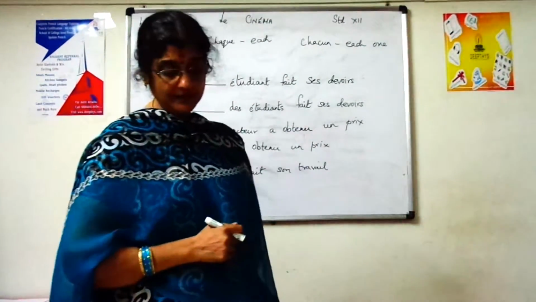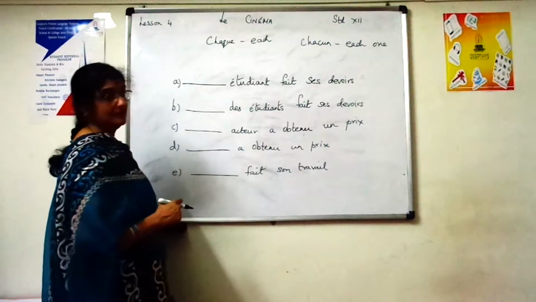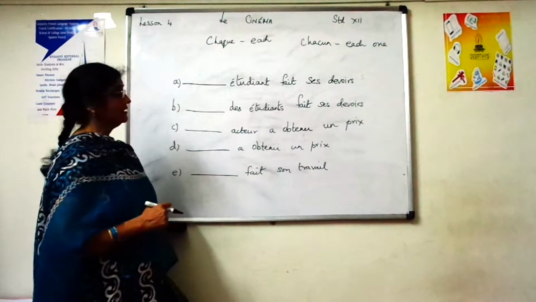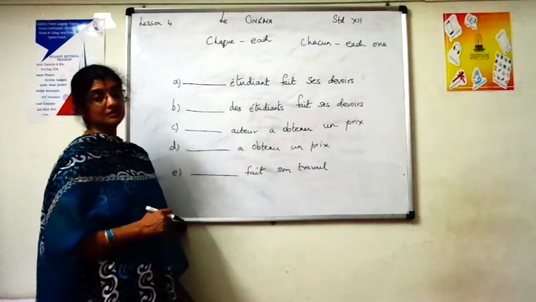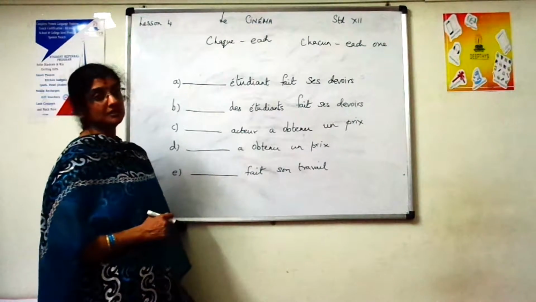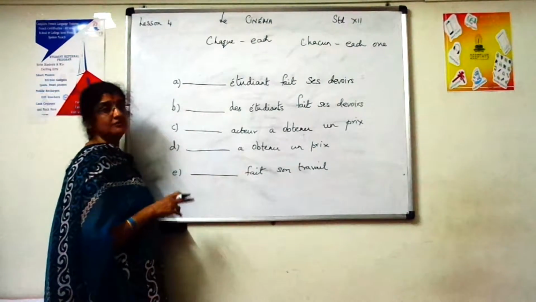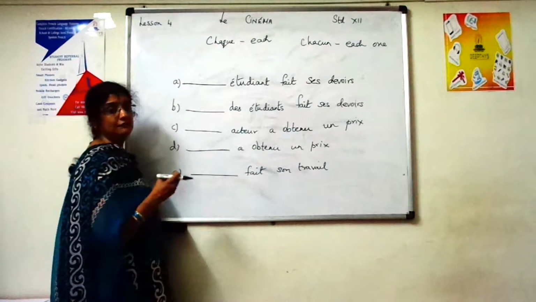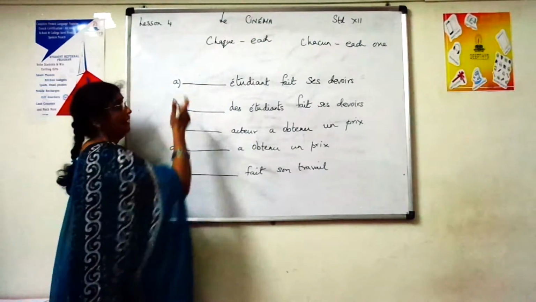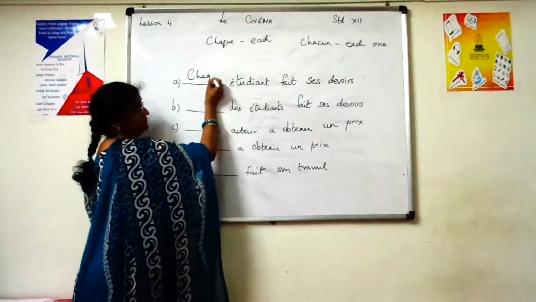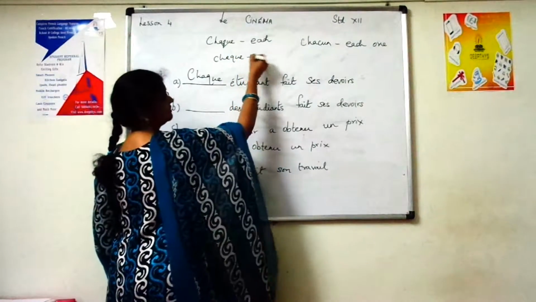So let's look into this exercise. The first sentence says, Dash étudiant fait ses devoirs, which means dash student does his homework, his homework or her homework. So here you say each student. I told you each will be followed by a common noun. So since étudiant is a common noun here, I will write chaque étudiant. So let me write it here. Chaque plus common noun.